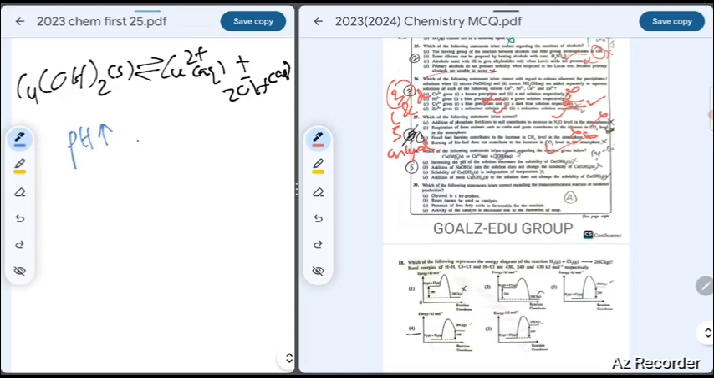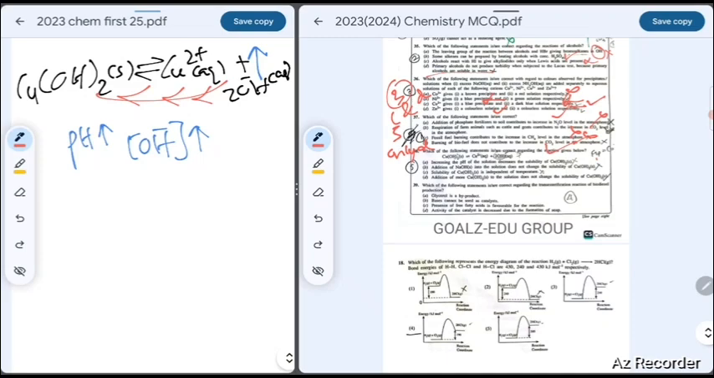When pH increases, what happens? pH increases because OH- concentration increases. You all know that in basic conditions the pH value is higher. So if the pH is increased, the OH- concentration is higher. Then what happens? This product side OH- concentration becomes higher, and as this is an equilibrium reaction, therefore the reaction will tend to move backward.